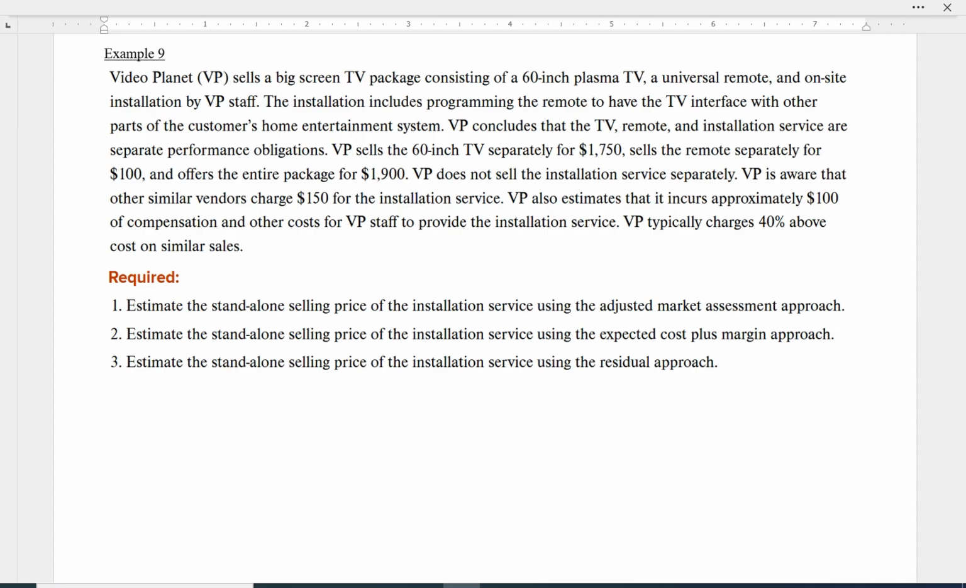The TV can be sold for $1,750. The remote is sold separately for $100. So these are the standalone selling prices. And the entire package is offered together for $1,900.